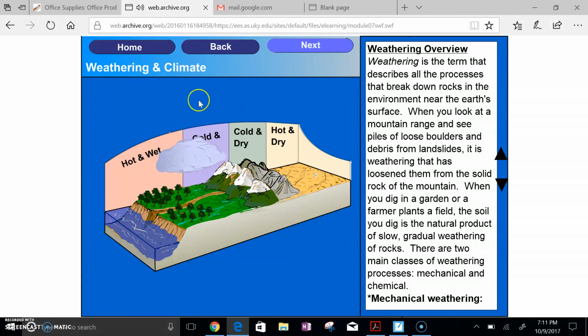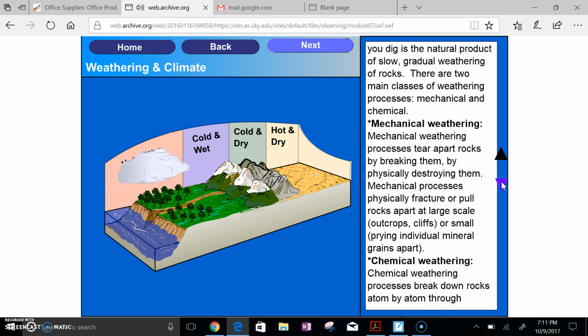Okay, so weathering. This is about weathering and climate. It's the term that describes all the processes that break down rocks in the environment near Earth's surface. There are two main kinds of weathering.